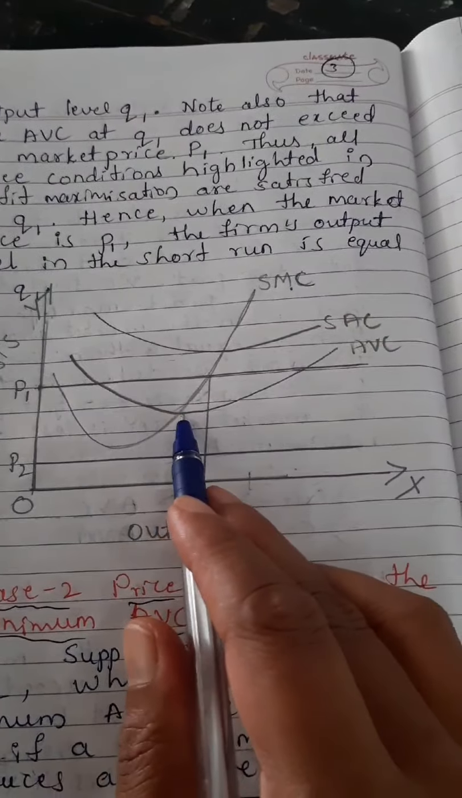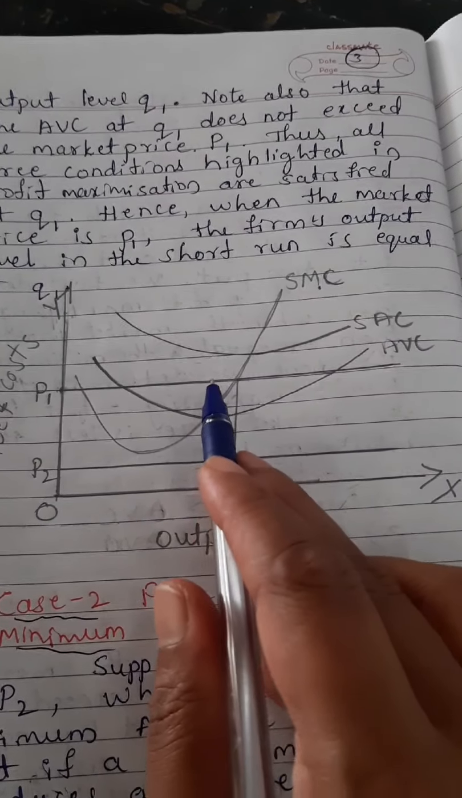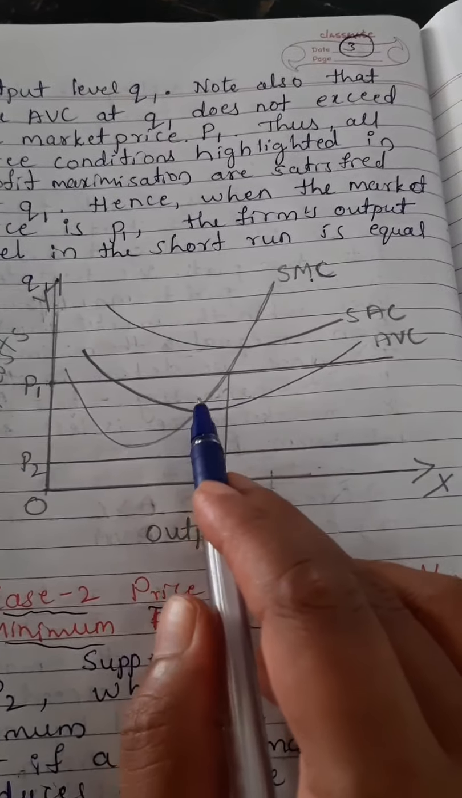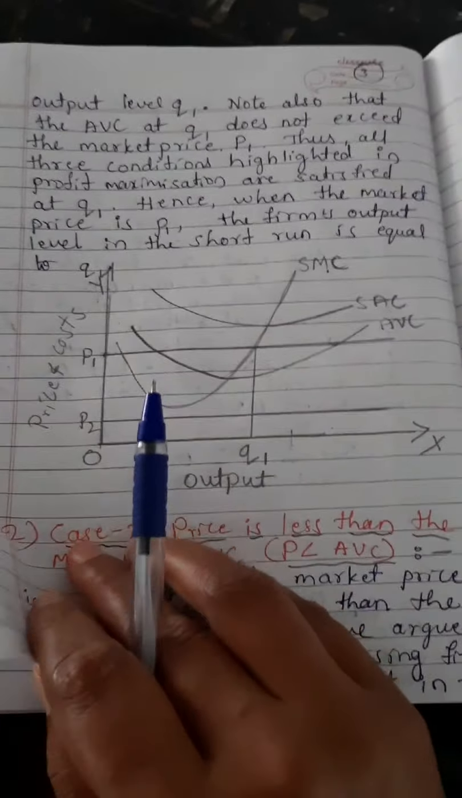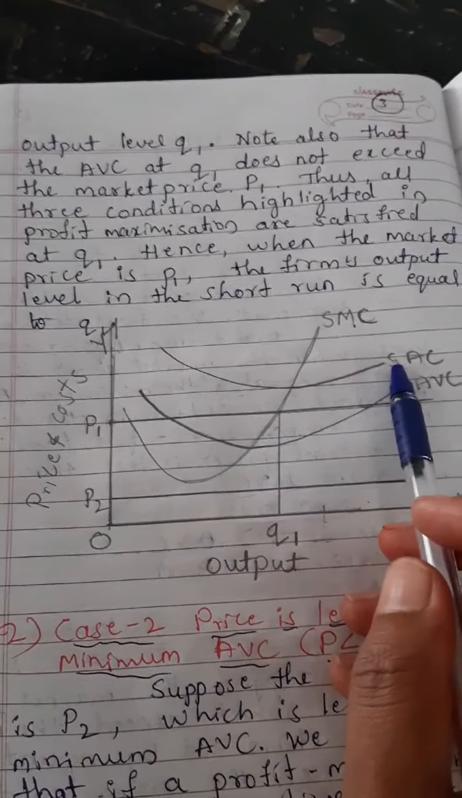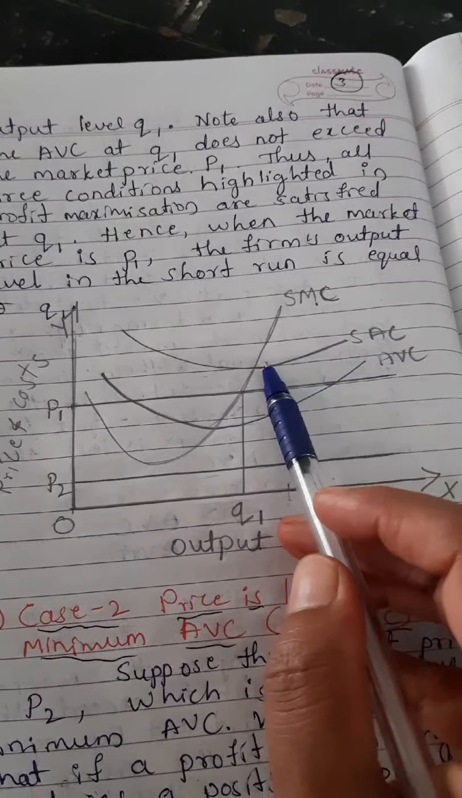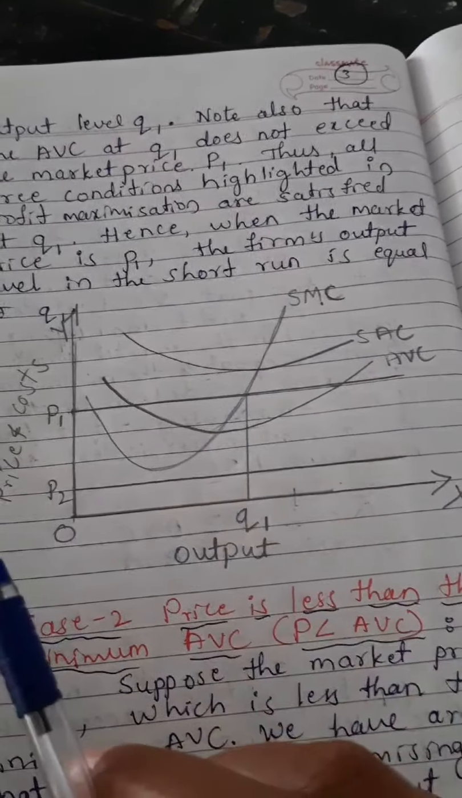Here is the intersect point of the AVC and SMC. The price should be above the AVC here. If the price is above the AVC, that is profitable in the short period. And here the SAC, the short run average cost curve, is above the price line.